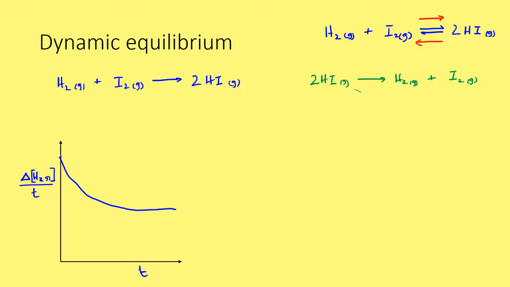So we'll draw it like that. Okay, let's leave that for just now. Let's go over to the green side, where we're looking at hydrogen iodide.